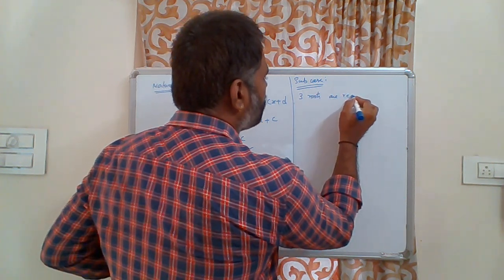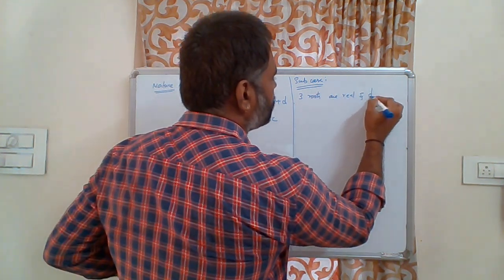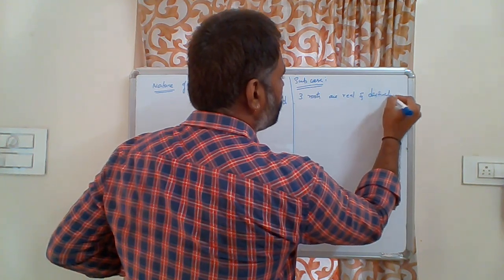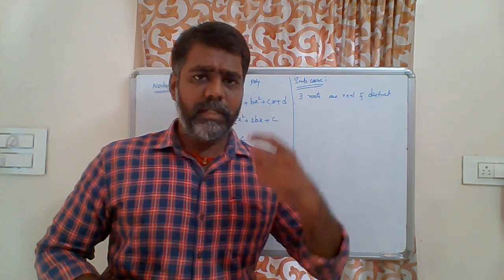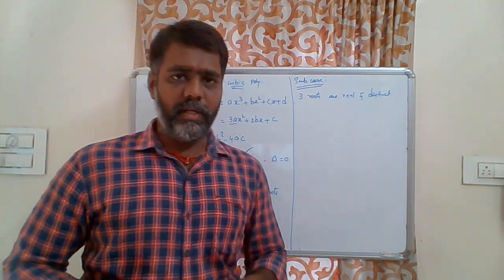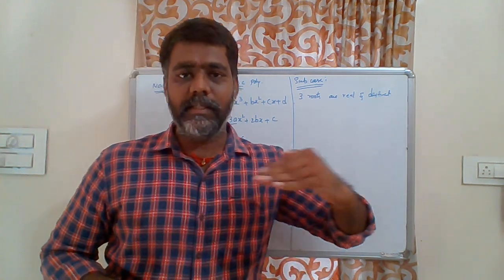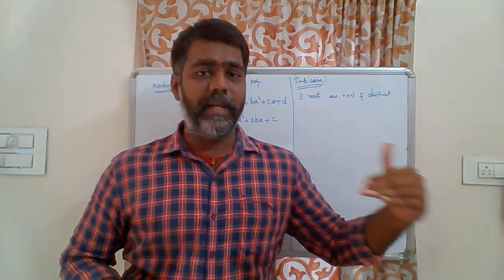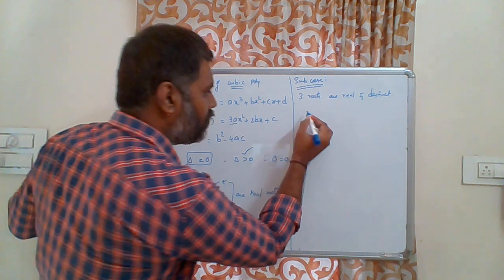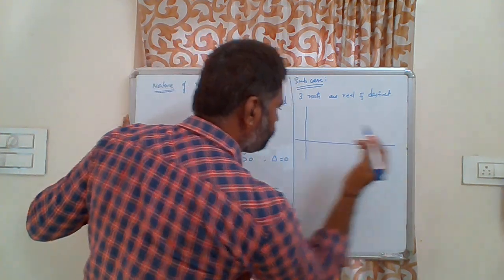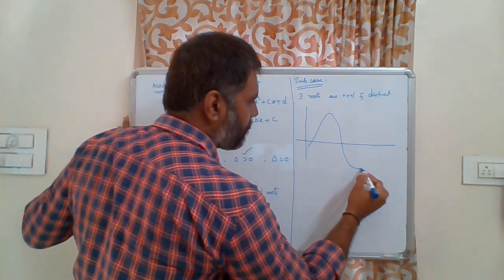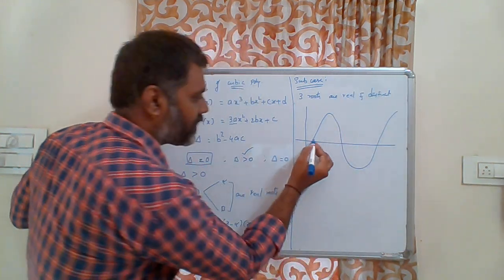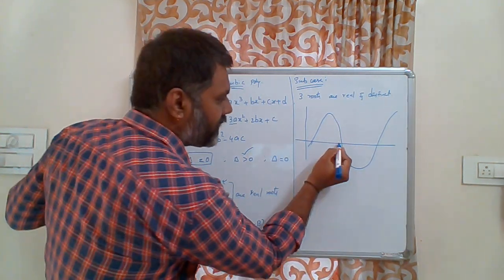Three roots are real and distinct. So three roots are real and distinct means the graph of the given function intersects the x-axis at three different places, or different positions. Now let us see the graph. The graph looks like this one.